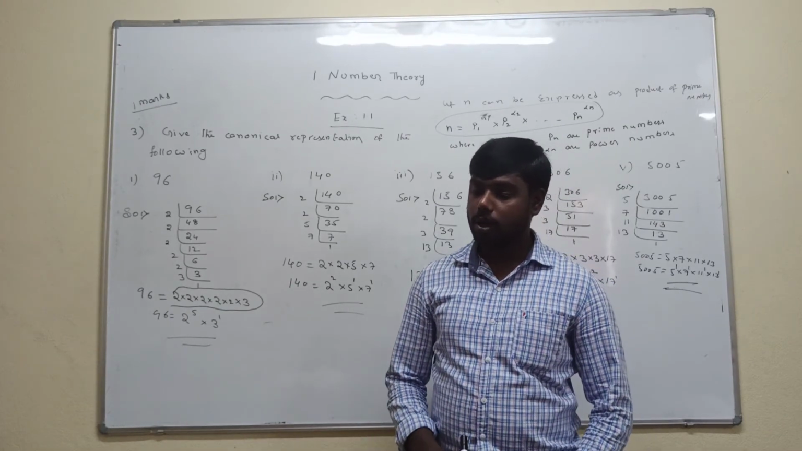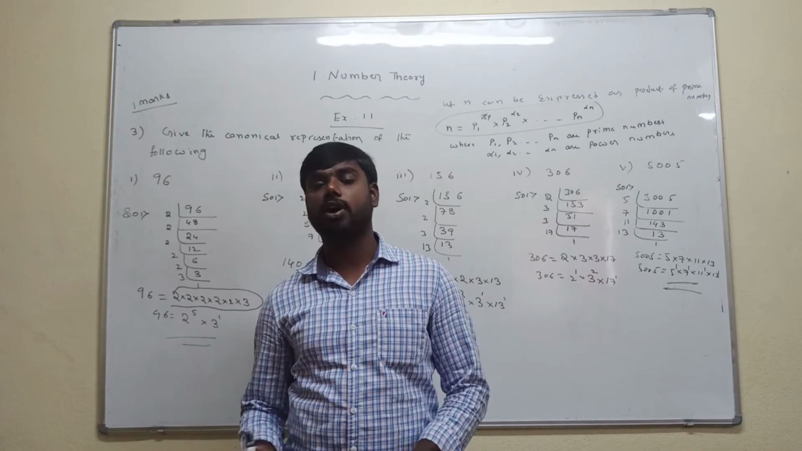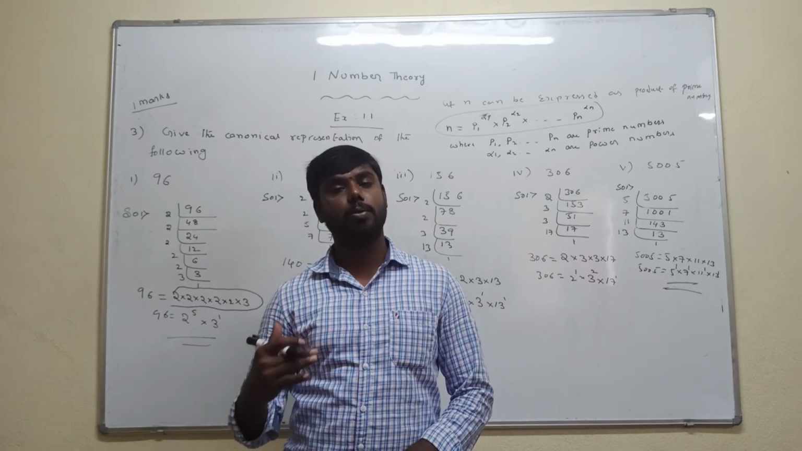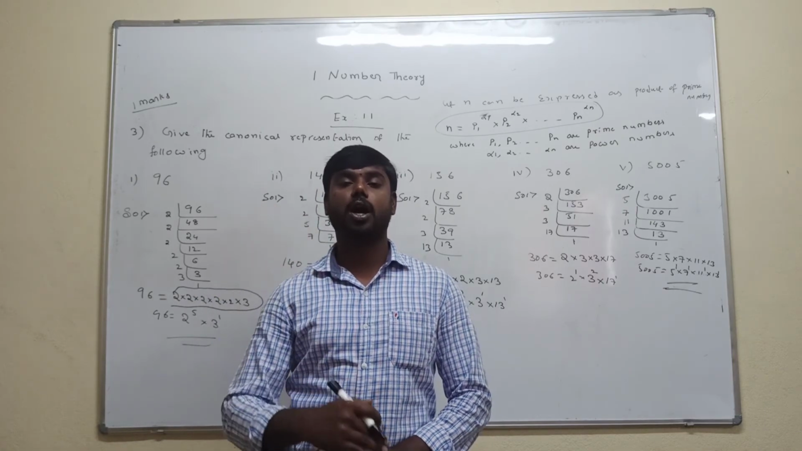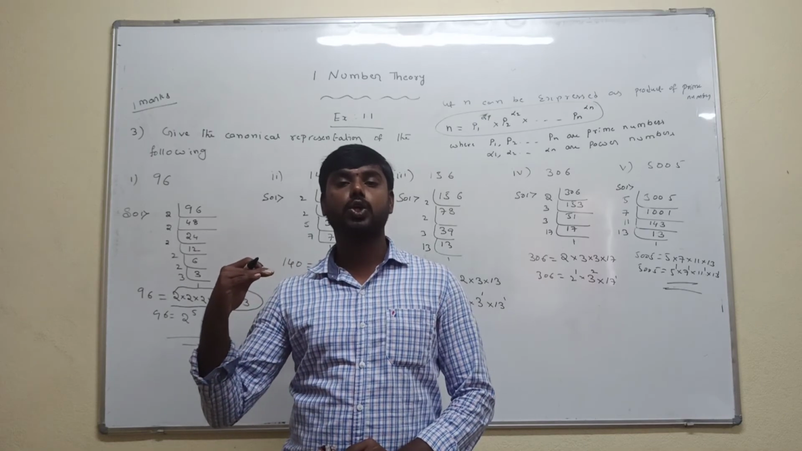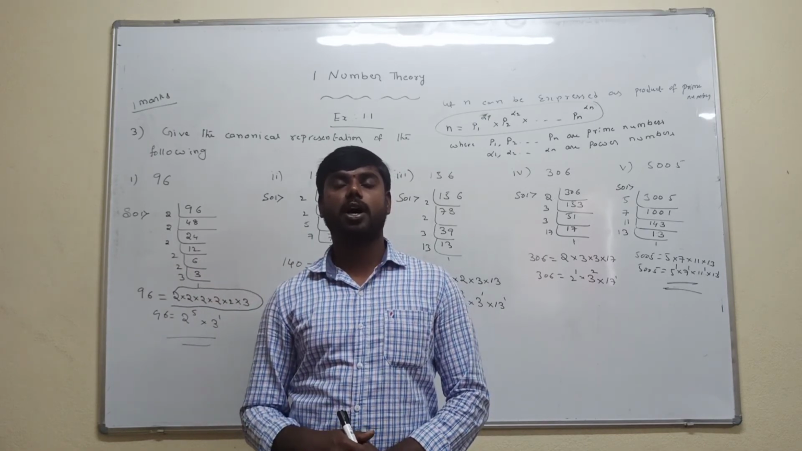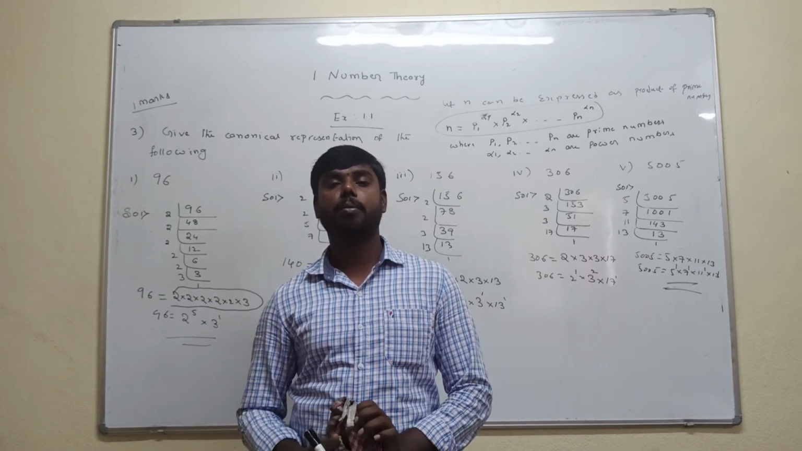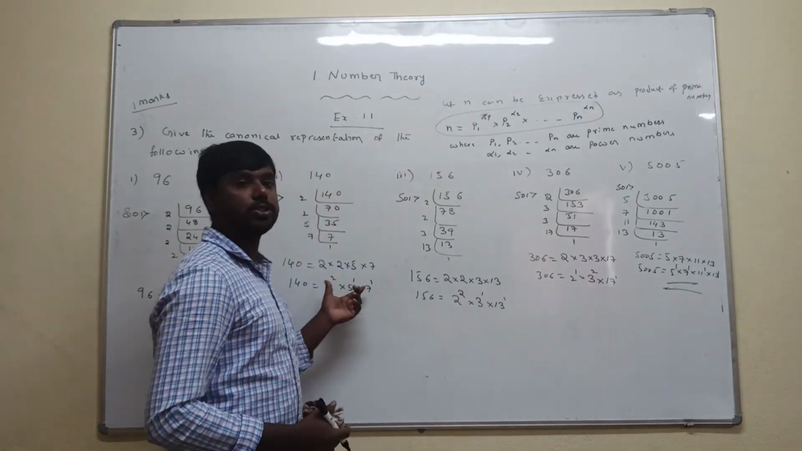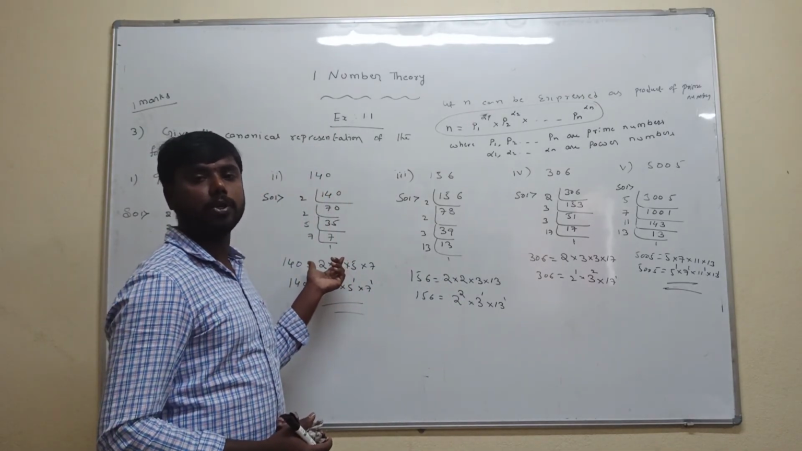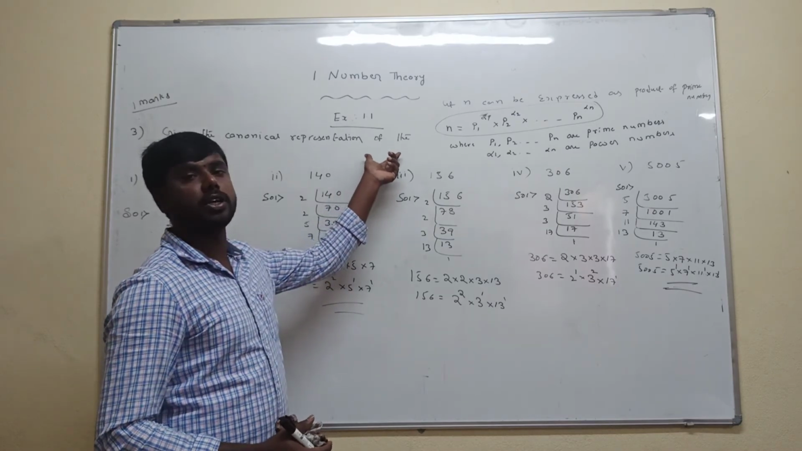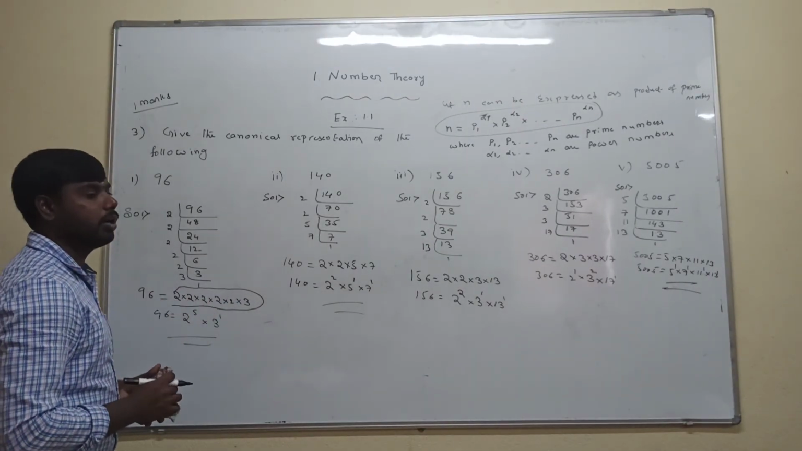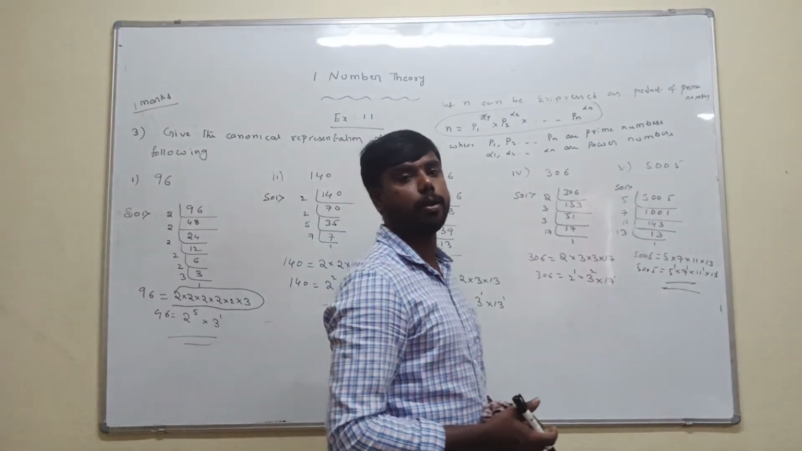The second question is to find the sum of all the positive divisors. The formula is S of n is equal to p1 power 1 plus alpha 1 minus 1 by p1 minus 1, into p2 power 1 plus alpha 2 minus 1 by p2 minus 1, and so on, into pn power 1 plus alpha n minus 1 by pn minus 1. We apply those values and we get the sum of all the positive divisors. I think you understand the given number by using the canonical representation, how to find the product of prime numbers. This is the method of finding the canonical representation.